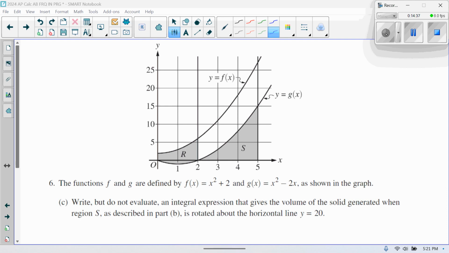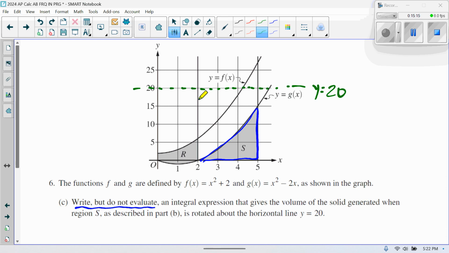Last one, 6C. Write, but do not evaluate. My God. They did that for A, and now they're doing it for C as well. An integral expression that gives the volume of the solid generated when region S is rotated about the horizontal line y equals 20. Here's a horizontal line, y equals 20.